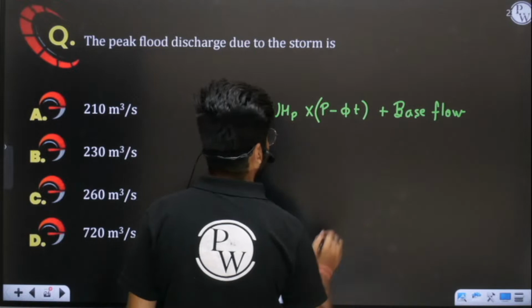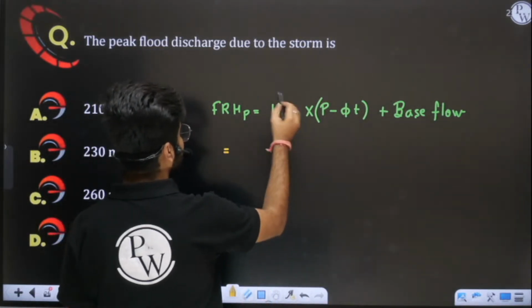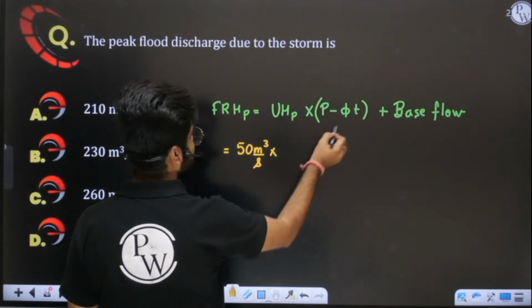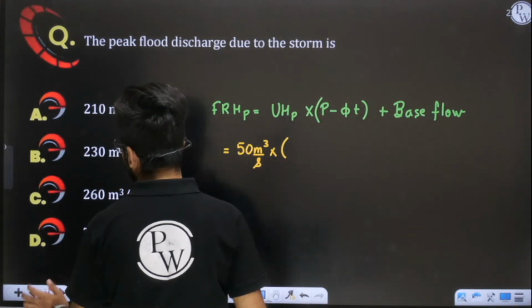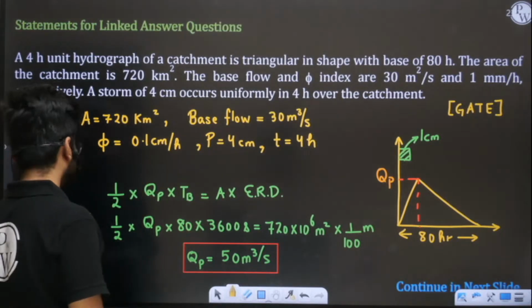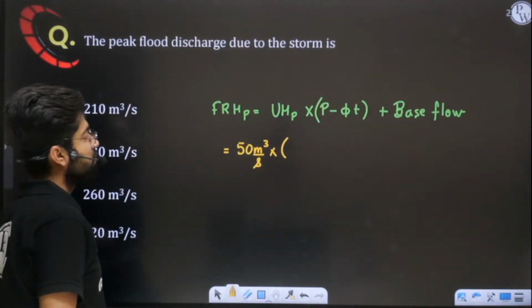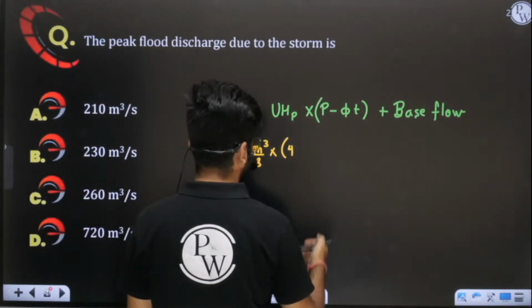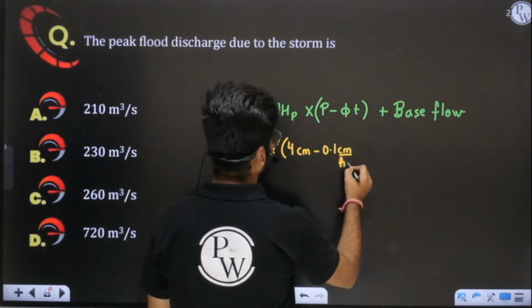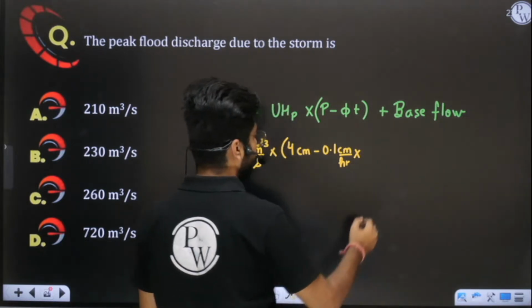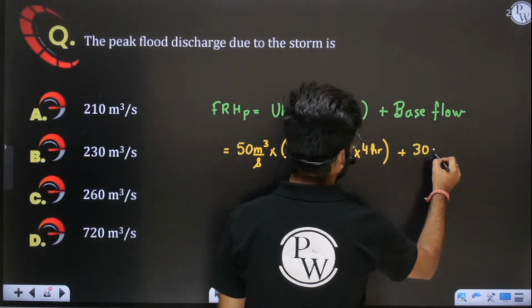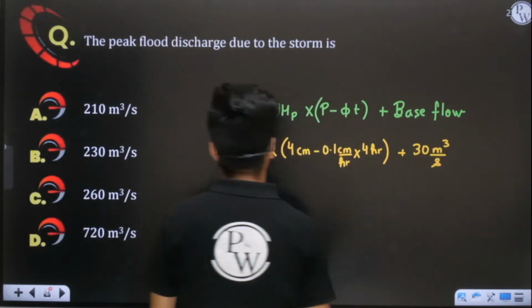So I will write the values. The unit hydrograph peak is 50 meter cube per second. P minus phi T: total precipitation is 4 centimeter, phi is 0.1 centimeter per hour, and total duration is 4 hour, so 4 centimeter minus 0.1 centimeter per hour multiplied by 4 hour. Then add 30 meter cube per second, which is the base flow.